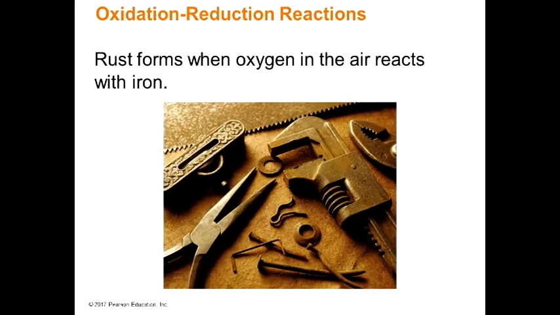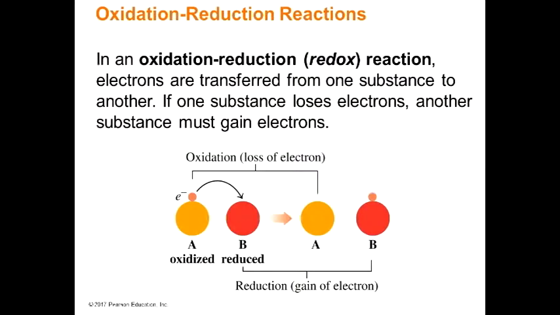Rust forms when oxygen and air react with iron. That's rust. Oxidation. Most people have heard of oxidation. So let's talk about it for a little bit here. In an oxidation reaction, we call it redox. Electrons are transferred from one substance to another. I expect you to know that. Redox involves electrons transferring. If one substance loses an electron, another substance must gain electrons. You can't have oxidation without reduction. If you have oxidation, then there must be reduction somewhere. They come together all the time.